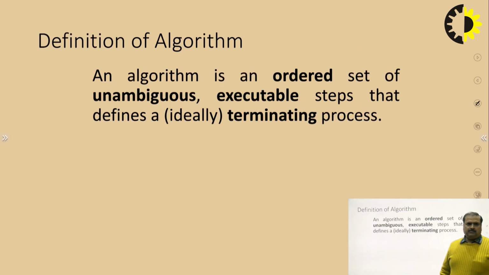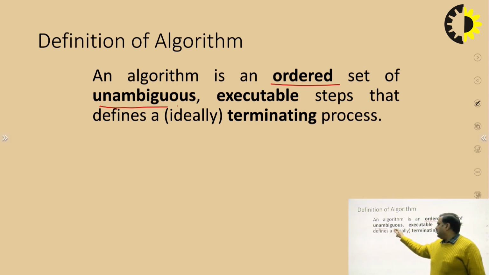So this is the definition of algorithm. An algorithm is an ordered set of unambiguous executable steps that defines a terminating process. So each word is very important. Here I am writing, an algorithm is an ordered set. Ordered set of instructions means every instruction has an order. Step 1 instruction, step 2 another instruction. The instruction at step 2 will not be executed after the instruction at step 3. It needs to be executed before the instruction at step 3. So that is the meaning of ordered set. Which instruction is going to be executed at what time, in which order, that is already defined.